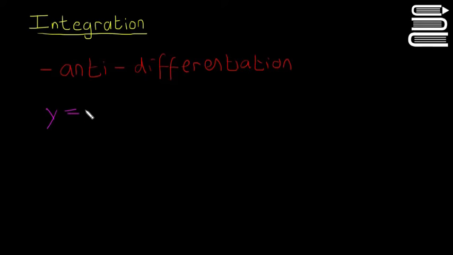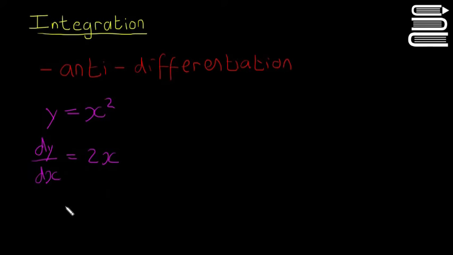So if we say y is equal to x squared, we can differentiate that. We can say that dy dx is equal to 2x. So now if we're going to integrate this, remember this is anti-differentiation. So when you integrate 2x, you should get back to what you had originally. That's the whole idea.